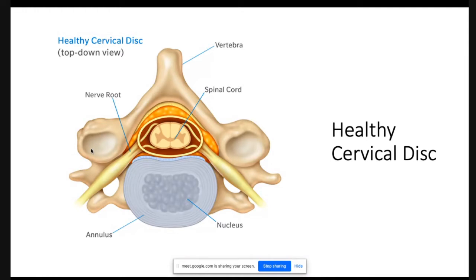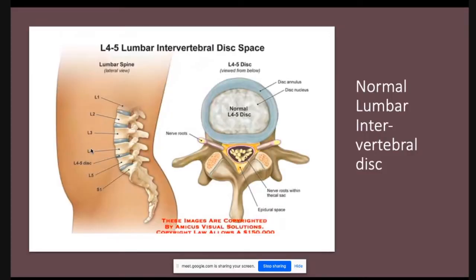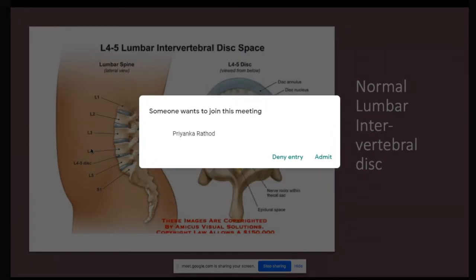There is no pressure exerted. There is no trauma. All are functioning in a smoother way. Even in the lumbar disc space, the normal disc is compact and it is not showing any abnormalities. Please keep these pictures in your mind, and it will help you to compare with the anomalies.